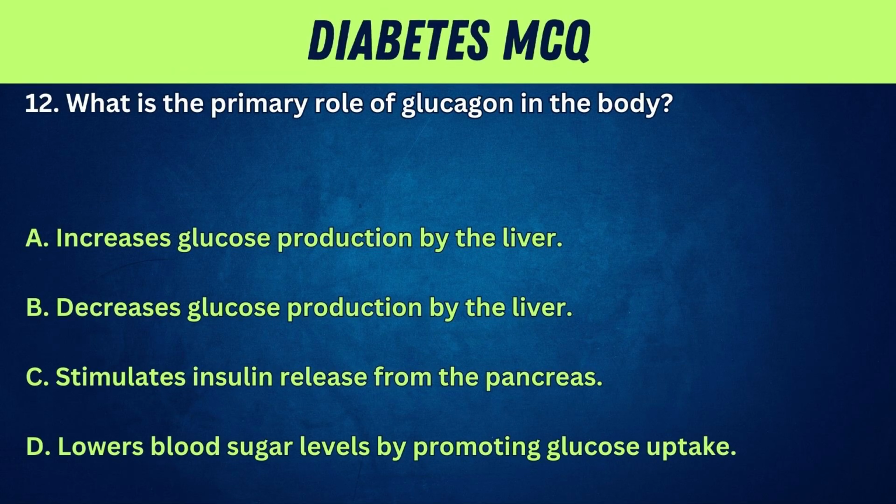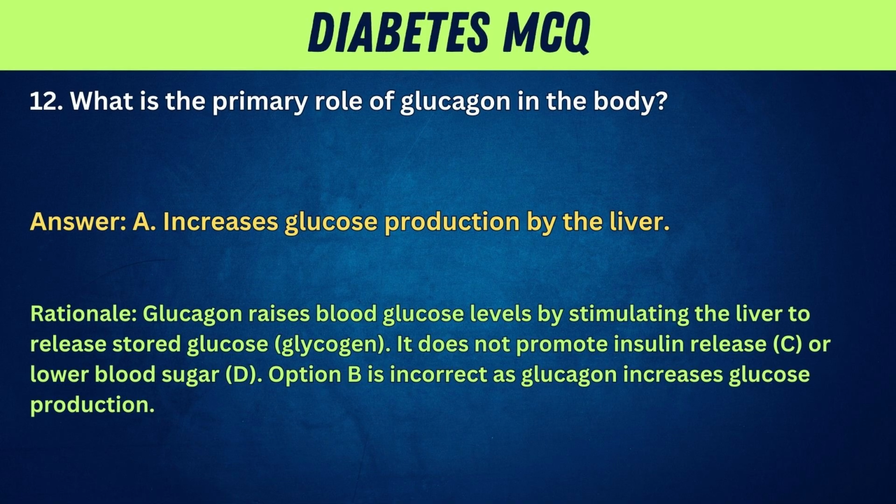12. What is the primary role of glucagon in the body? A. Increases glucose production by the liver. B. Decreases glucose production by the liver. C. Stimulates insulin release from the pancreas. D. Lowers blood sugar levels by promoting glucose uptake. Answer: A. Increases glucose production by the liver.